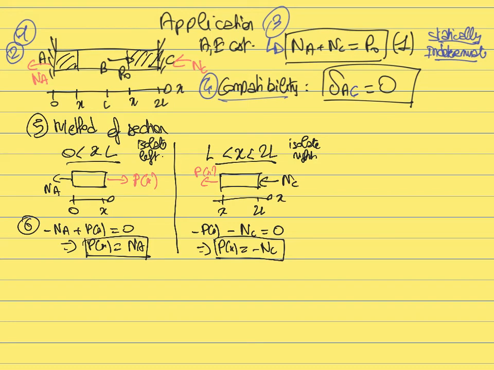So now we have the method of sections. We have isolated the region in both cases. So now we have calculated the internal load in terms of the unknown. Then the next step after this is step 7. Step 7 consists in now calculating the deformation.